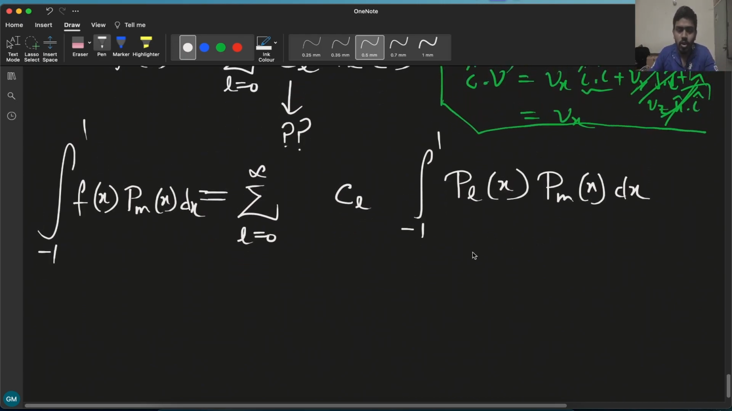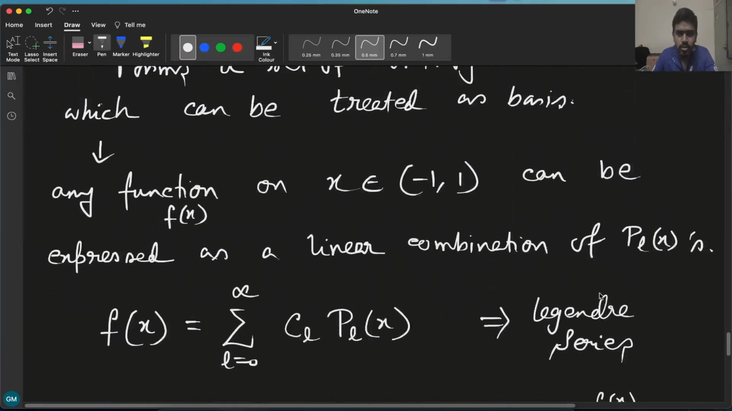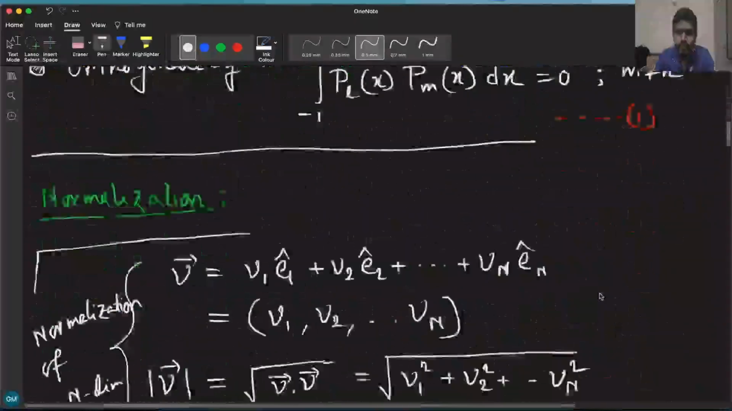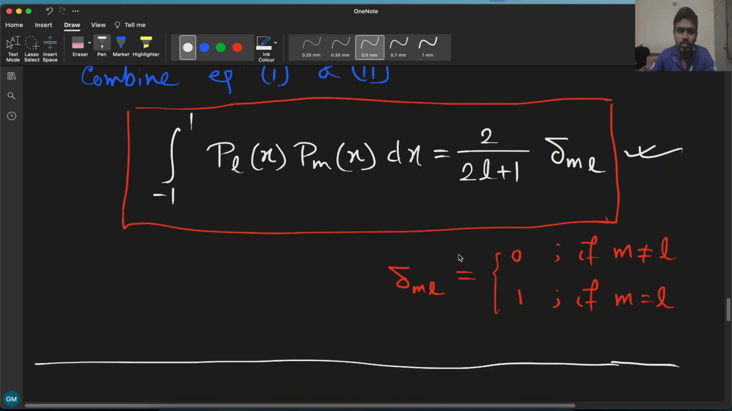Now, if I do this dot product, then we already know the value of this dot product. It is 2 over 2l plus 1 times delta of lm. That we already showed here. Right?